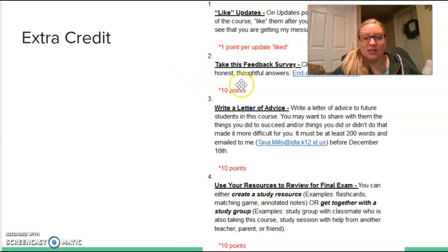The next one is this feedback survey. This is linked in our updates in the course, so go ahead and scroll through our updates, and where it says extra credit in red and white, you can find this link. It's just a quick survey to see what your experience was like and how we can improve the experience for you. The third one is writing a letter of advice.